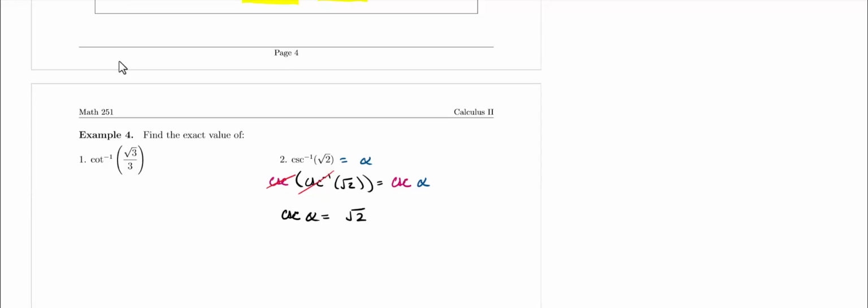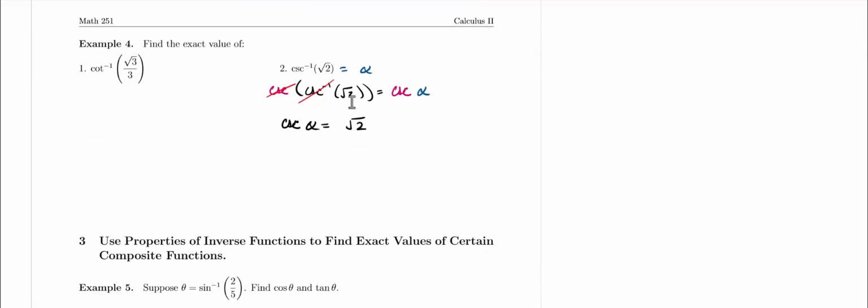Now at this point, we can manipulate the equation further by rewriting everything in terms of sine, cosine, or tangent, depending on the problem. In this case, since we're dealing with a cosecant, I'll rewrite this as 1 over the sine of alpha equals rad 2. Now, isolating the sine of alpha is going to give us the following: sine of alpha equals 1 over rad 2. Rationalizing the denominator, we get that sine alpha equals rad 2 over 2.